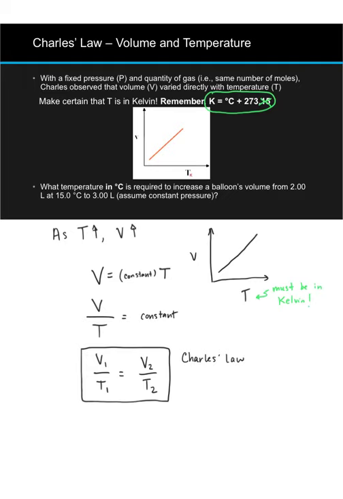Similar to Boyle's law, V1 and T1 represent volume and temperature at one set of conditions, or for the original gas. V2 and T2 represent a new set of conditions for volume and temperature. So suppose that we'd like to know what temperature in degrees Celsius would be required to increase a balloon's volume from an initial value of 2 liters at 15 degrees Celsius to a final volume of 3 liters.